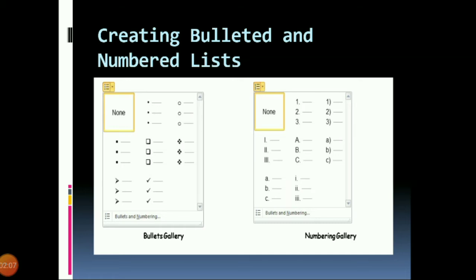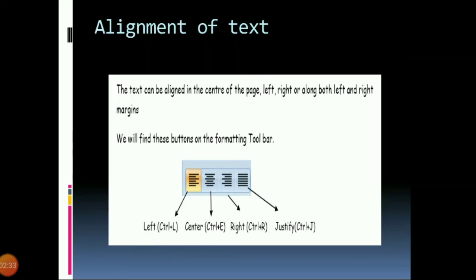Next, creating bulleted and numbered list. So if it is a paragraph, you don't need this bulleting and numbering options. If you want to list anything, either you will be listing like 1, 2, 3 or Roman letters or ABC or just a dot, arrow mark, tick, whatever options you want, you can use in this.